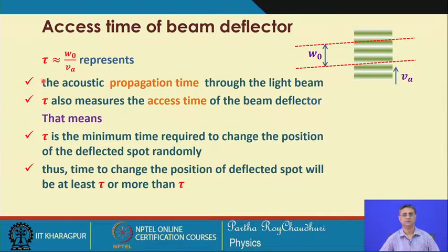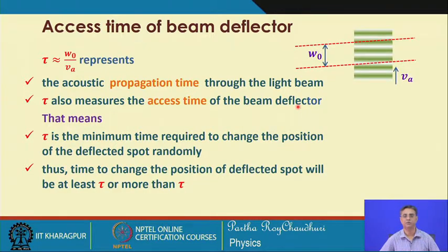That is what we want to explain again. Tau is W 0 by V A. So, this is the width of the optical beam, and this is the acoustic wave, with acoustic wave velocity V A. There is an interaction time between this acoustic wave and the optical beam, which is given by this, because over the time tau they only interact. So, tau is the acoustic propagation time through the light beam, and tau also measures the access time of the beam deflector.